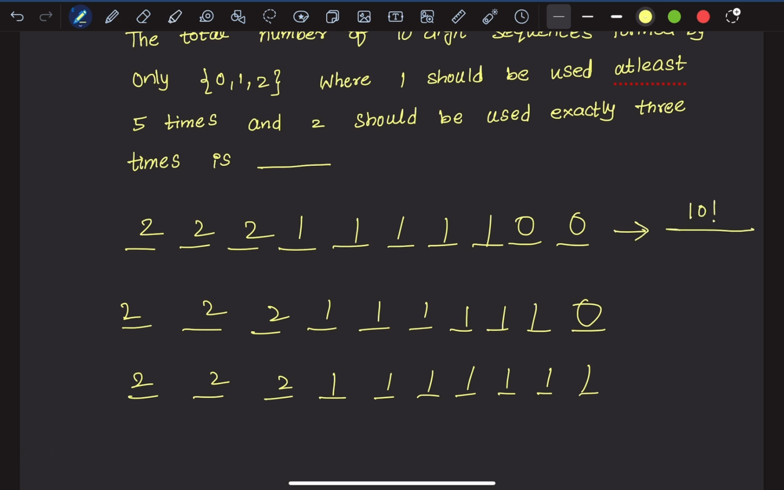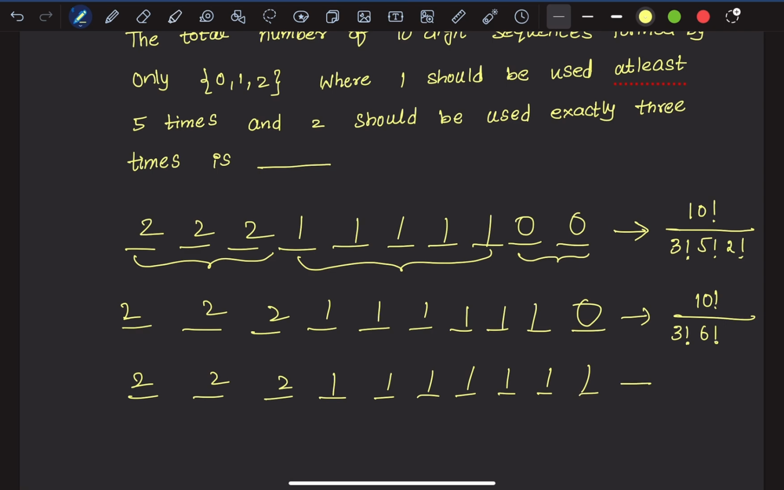So 10 factorial, and 3 things are alike, so it will be 3 factorial, and these 5 things are similar, so this will be 5 factorial, and you have 2 similar zeros, so this will be 2 factorial. In this case it will be 10 factorial by 3 factorial, 6 factorial. Here it will be 10 factorial by 3 factorial multiplied by 7 factorial. You have to find the values of all three of them and then add them up. That will be your answer.